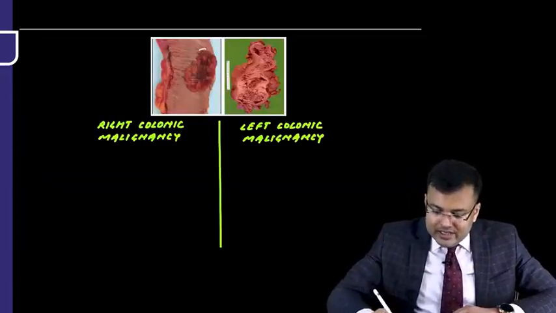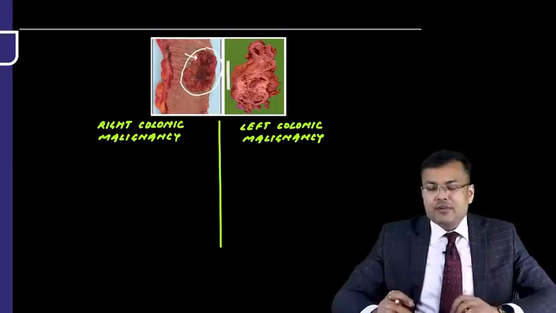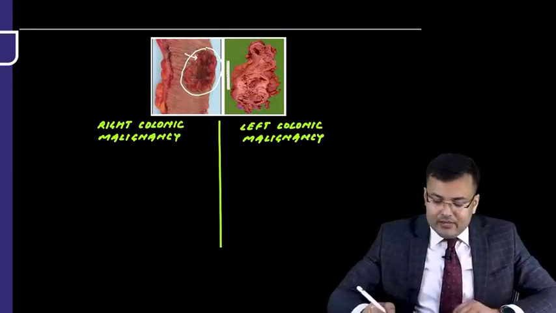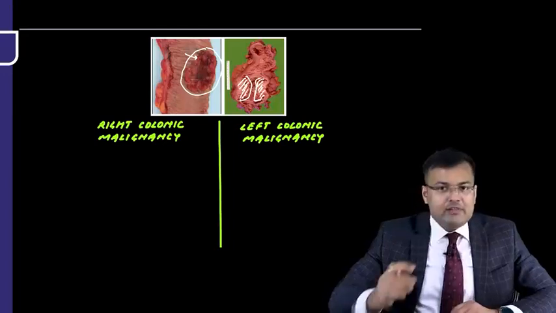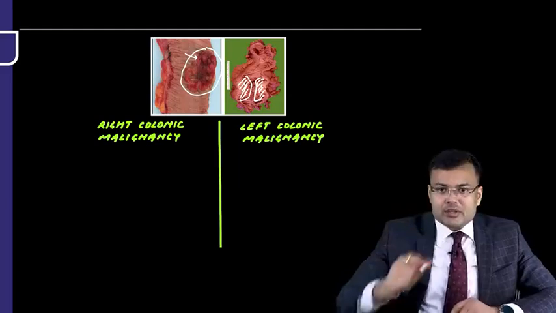In this image, you can see in the right colon, what kind of growth is there? There is ulceroproliferative or fungating growth. Here, bleeding is more common. And in the left colon, you can see this kind of growth. And what is this kind of growth? This is annular or stenosing growth. So whenever there is annular or stenosing growth, obstruction is more common.